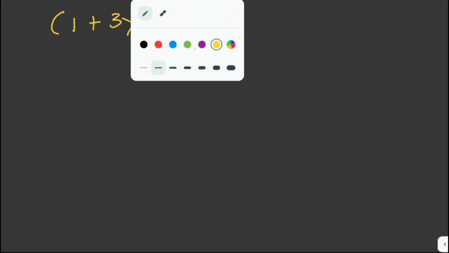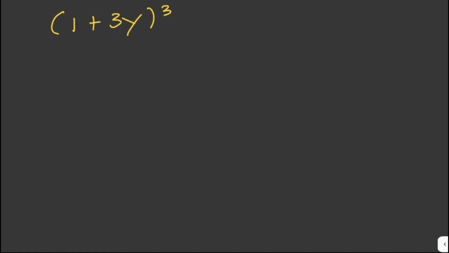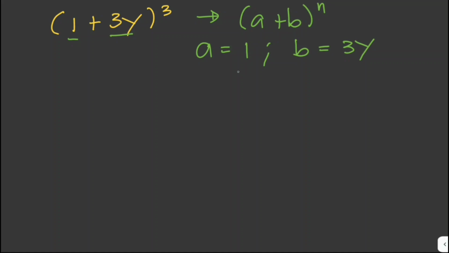Let's say we're given (1 + 3y) cubed. This is in the form (a + b)^n, where a is equal to 1 and b is equal to 3y, and the exponent n is equal to 3. Again, the exponent of a is decreasing from n to 0, and the exponent of b is increasing from 0 to n.